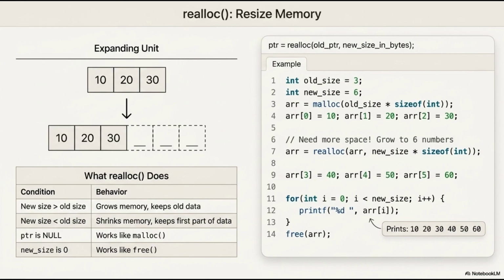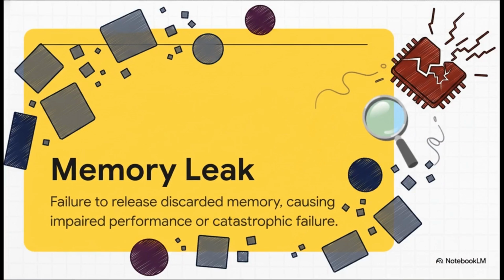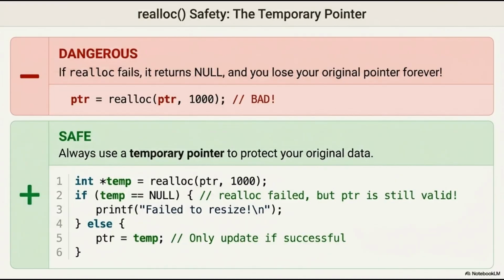But hey, I need to slow down for a second here, because dealing with memory dynamically introduces a literally massive risk: a memory leak. This right here is the silent killer of C programs. It happens when you fail to release memory you no longer need. And over time, your program just eats up more and more RAM until it completely crashes. And careless resizing is a prime suspect for causing them. Let's see how that ties into a really critical safety lesson. Think about the dangerous way to resize memory.